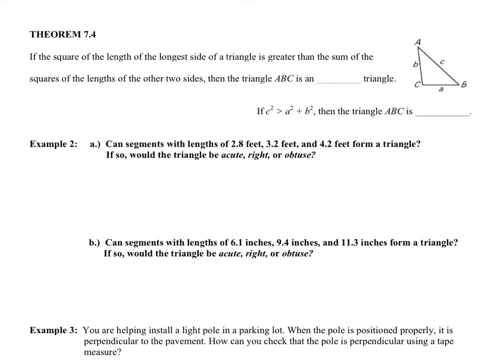And for theorem 7.4, if the square of the length of the longest side of the triangle, which is C here, is greater than the sum of the squares of the lengths of the other two sides, a and b, a squared plus b squared, then the triangle ABC is an obtuse triangle. So it's the opposite of the previous theorem. So again, if c squared, the longest side of the triangle, is greater than the sum of the squares of the other two sides, a squared plus b squared, then the triangle ABC here is obtuse.